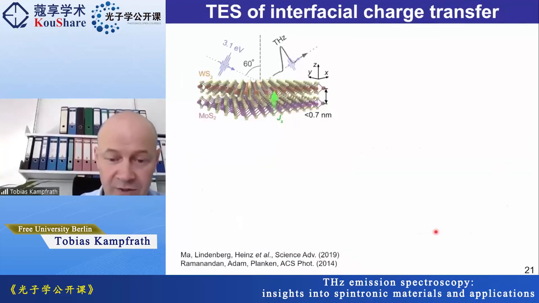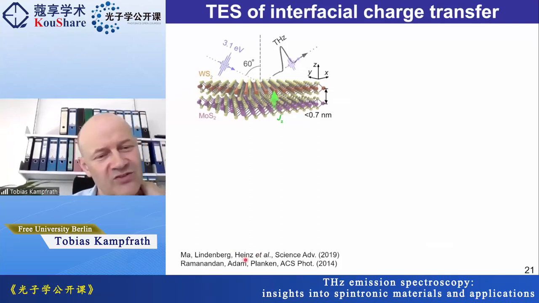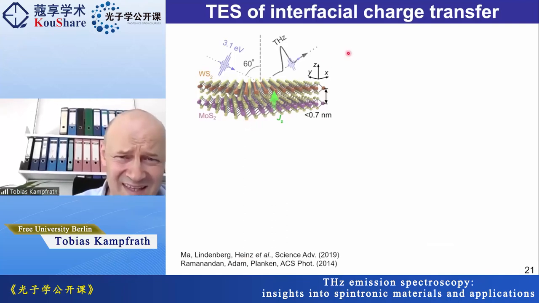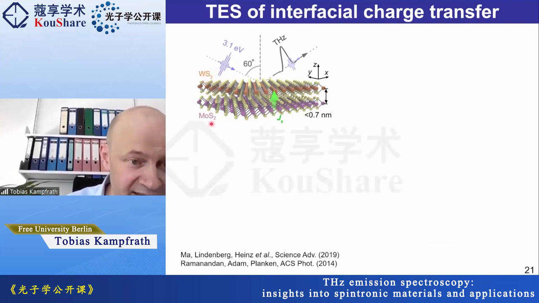Like with an ampere meter. Let me show you a second example from the group of Tony Heinz. So what did they do? They took a semiconductor heterostructure, but now made of transition metal dichalcogenides, tungsten disulfide and molybdenum disulfide. And they excited this with a femtosecond laser pulse. And in this way, they induced the charge transfer from one TMDC, so transition metal dichalcogenide, into another one.